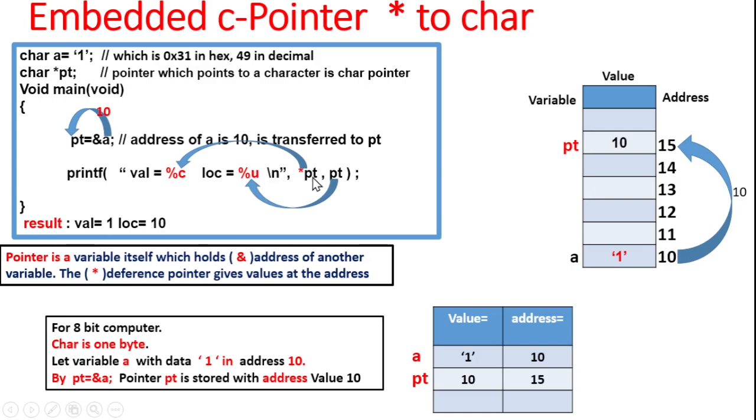Now if we ask for star pt, star pt means 10, what is there? At 10, 1 is there. That you will be getting. What is pt? pt is 10. What is A? A is 1. pt is 10, but this is the address, this is the value. So using the pointer we are retrieving the value 1. So this is called a pointer. A pointer is a variable itself which holds the address of another variable A.